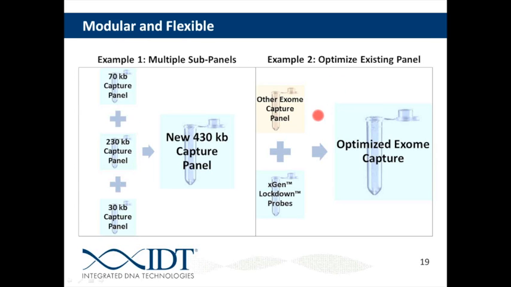The second example is something I showed you earlier, in which you have an exome capture panel that is supplemented with xGen lockdown probes to improve the performance of an existing panel. Before, you would have to synthesize an entirely new array of probes just to compensate for the inadequacies of that design. Now you can just supplement that capture panel with our probes to improve performance.